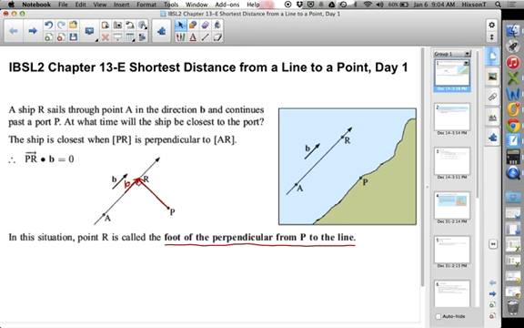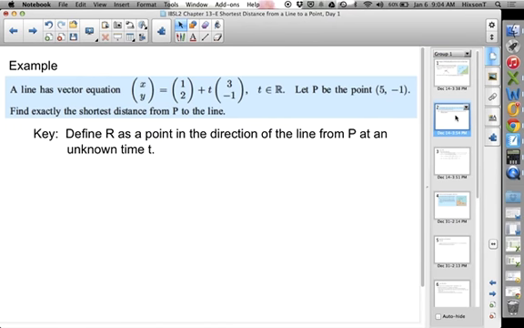Now, let's take a look at how we would go about doing this, all right? First of all, we need to get a vector equation for our line, and obviously we need coordinates for a point, okay? So here's our line. It has a vector equation, (x, y) equals the vector (1, 2), plus t times the velocity (3, -1).